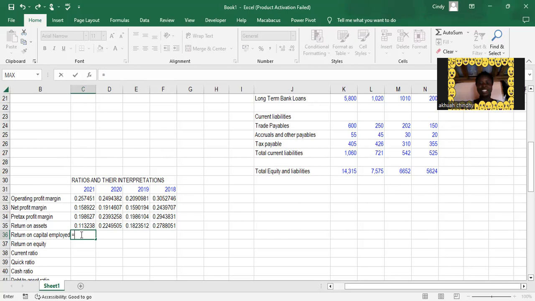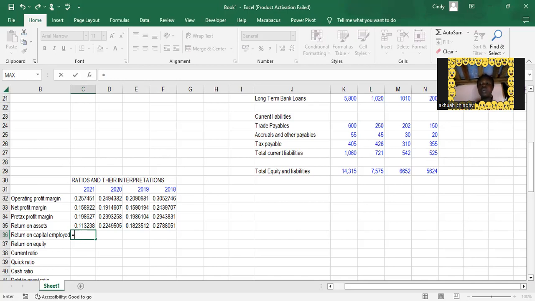So capital employed is equity plus non-current liabilities. Some can also say total assets minus current liabilities. So you see here, current liabilities is not supposed to be in the picture. And we know that assets are equal to equity plus liabilities. But here we are taking out the current liabilities. You get it? Okay. So I'll be using equity plus non-current liabilities. So our return is still our net profit.